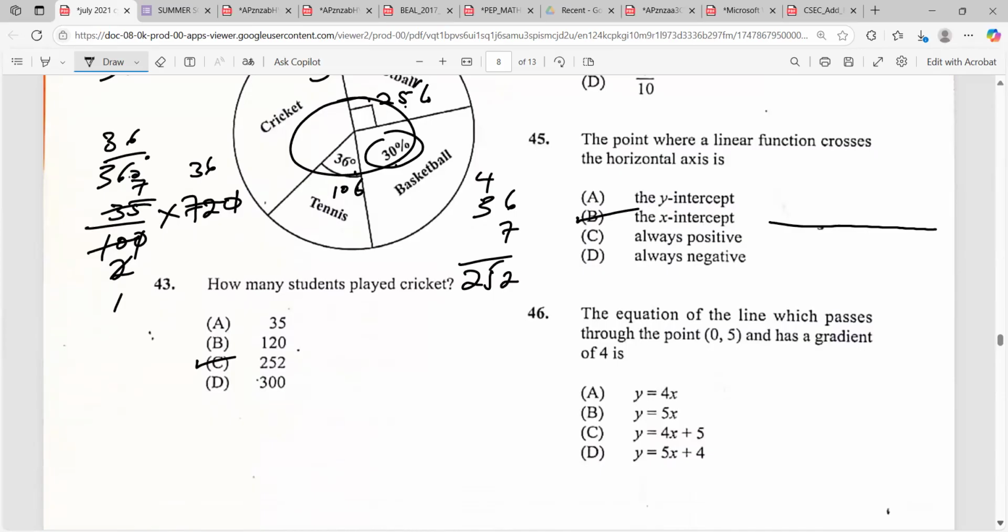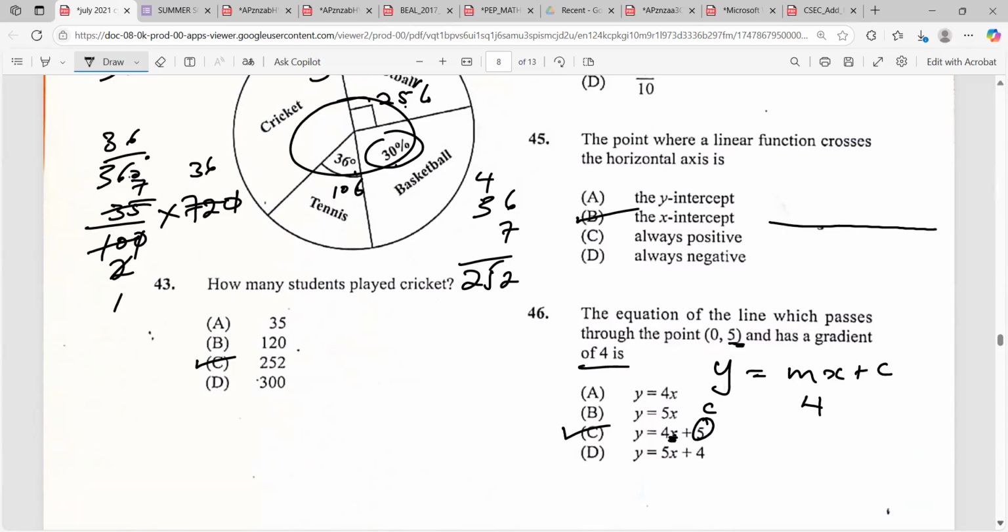The equation of the line which passes through the point 0, 5 and has a gradient of 4. Now every straight line is in the form y equals mx plus c, where m is the gradient. So if they give us the gradient of 4, kind of a giveaway, see it? And then this is the y-intercept, so you put the y-axis at this. All right, so that will be c.